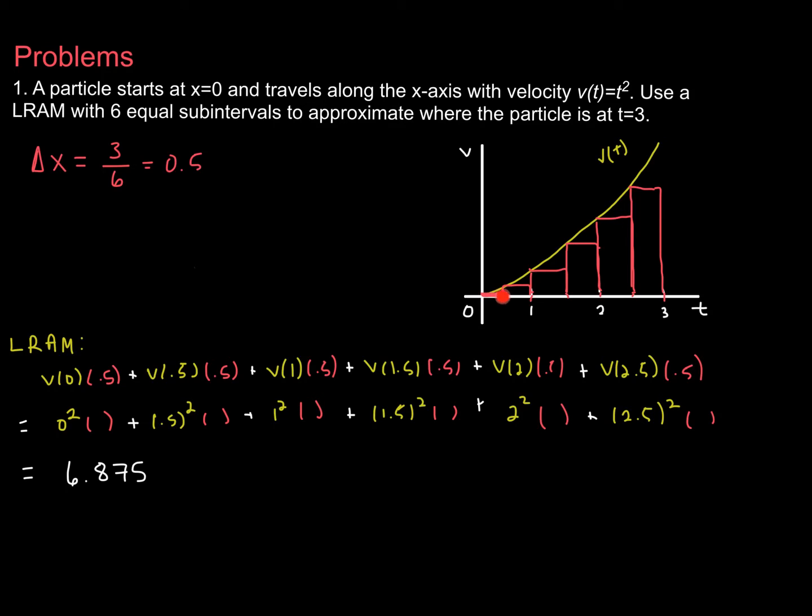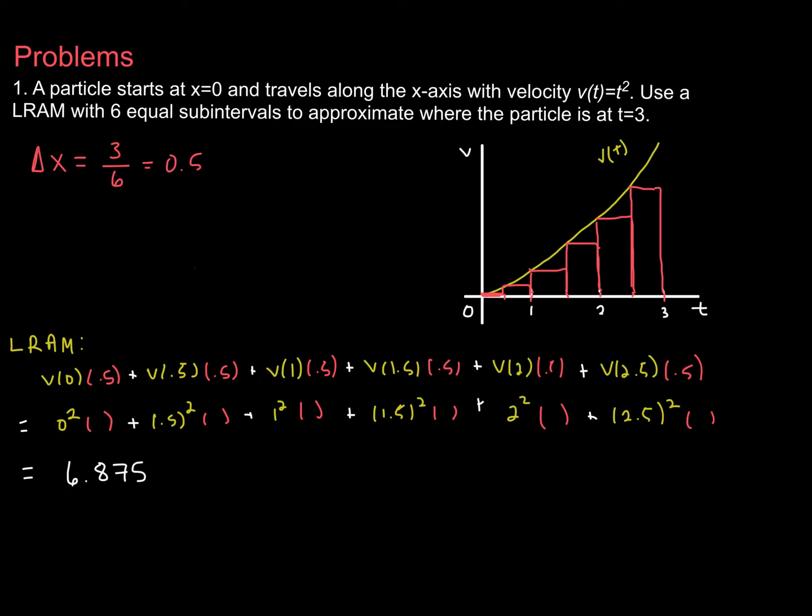And of course, I have to interpret this in terms of the problem. This is the approximation for the area underneath the curve from 0 to 3, and the curve represents velocity. So this is the total distance that I've traveled, or the particle's traveled, from 0 to 3 seconds. And of course, this is an approximation, so approximately 6.875 units to the right. Now it moved to the right because the velocity is positive. Now it started at x equals 0, and then it traveled 6.875 units, so now it's 6.875 units on the positive end of the x-axis.